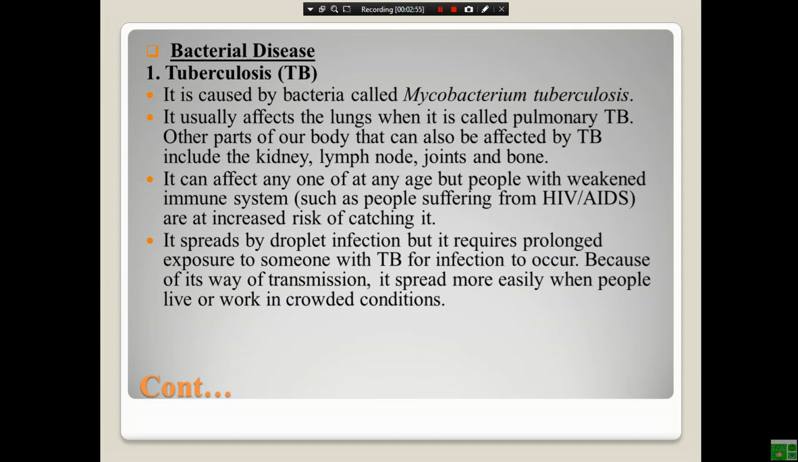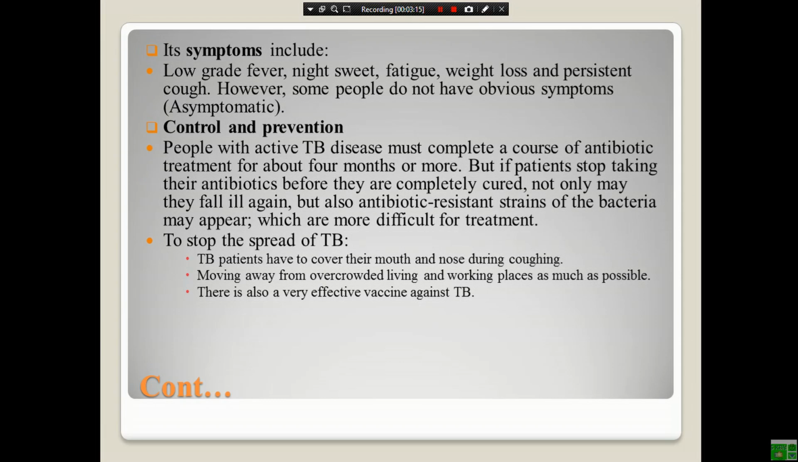This spreads by droplet infection, but it requires prolonged exposure to someone with tuberculosis for infection to occur. Because of its way of transmission, it spreads more easily when people live or work in crowded conditions. So overcrowdedness is one of the main transmission ways. Its symptoms include a low-grade fever, night sweats, muscle fatigue, weight loss, and persistent cough. However, some people do not have obvious symptoms, or are asymptomatic. Mainly, those asymptomatic people have a strong immune system.